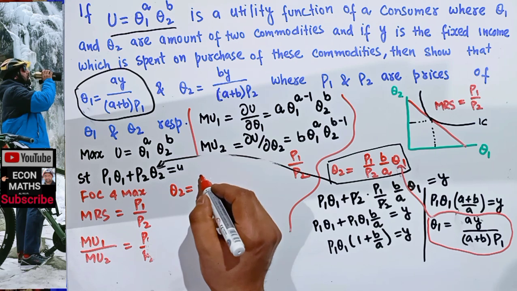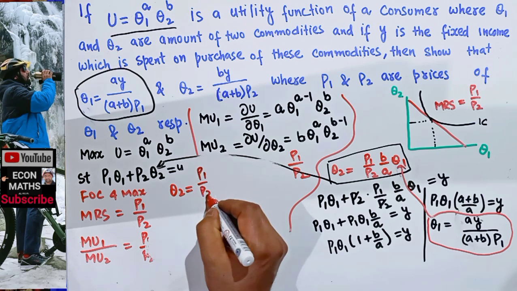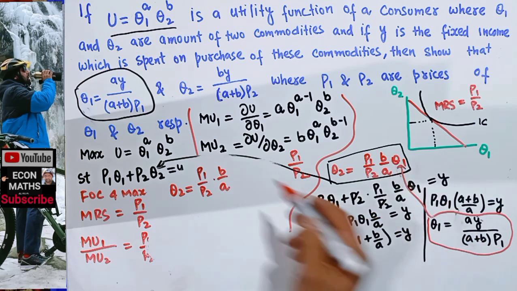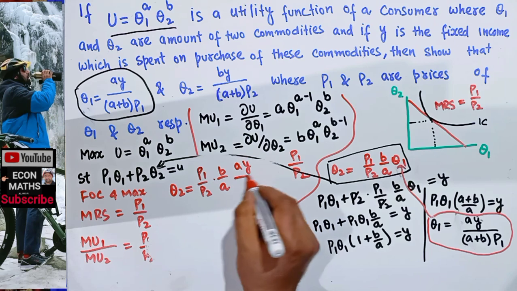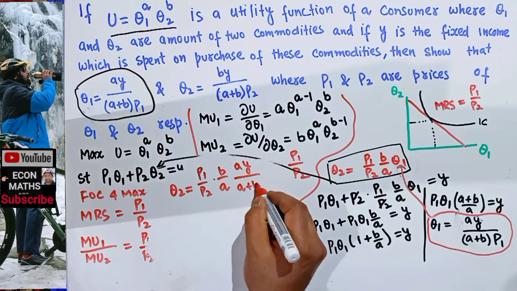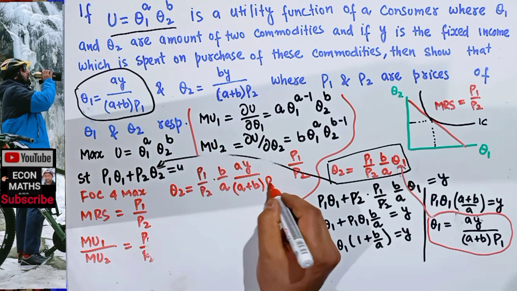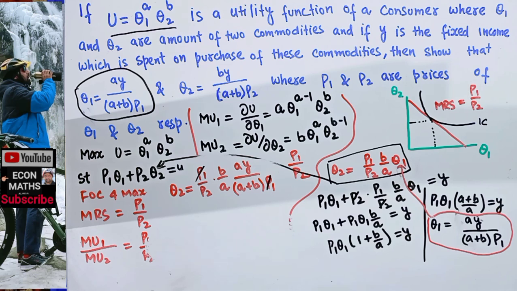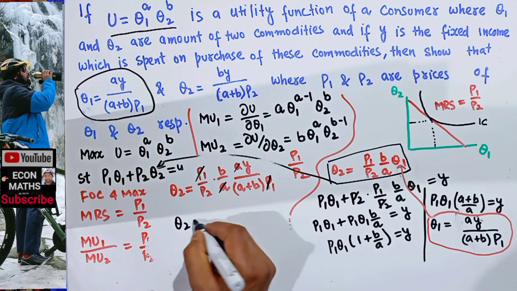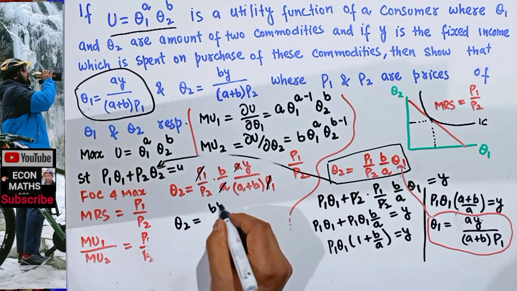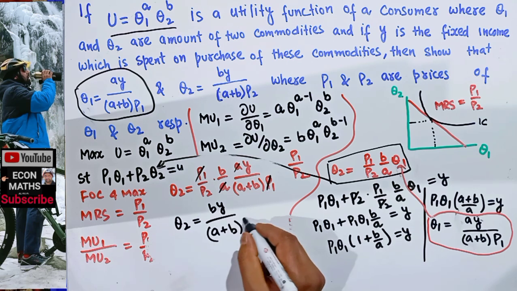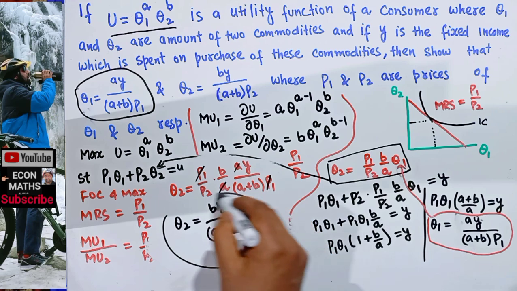So our q2 will be equal to p1 upon p2 times b upon a. In place of q1 we have a y divided by a plus b times p1. P1 gets cancelled, a and a get cancelled. We are left with q2 equal to b times y divided by a plus b times p2. Okay, so this is the demand function for q2.